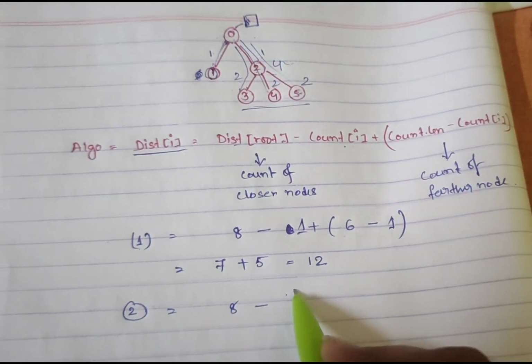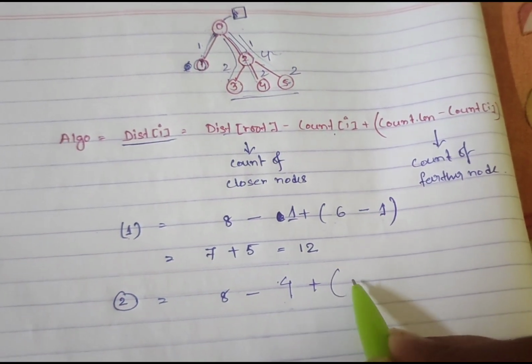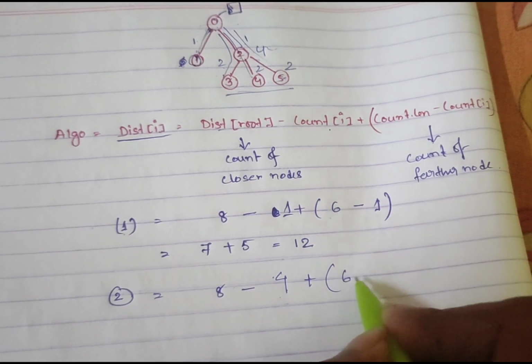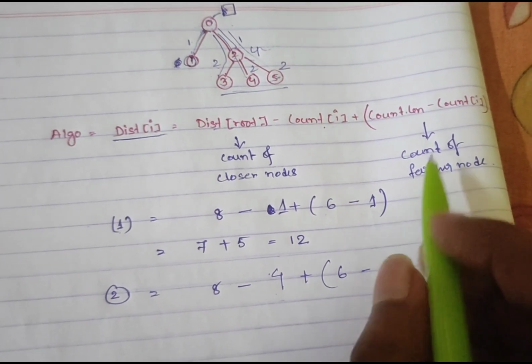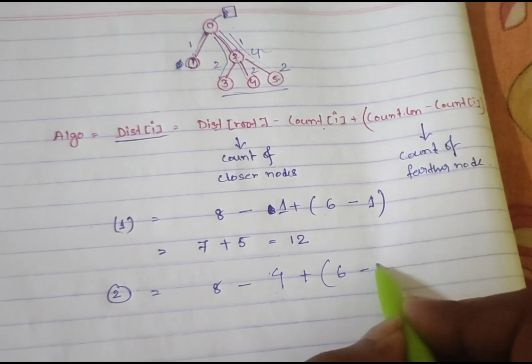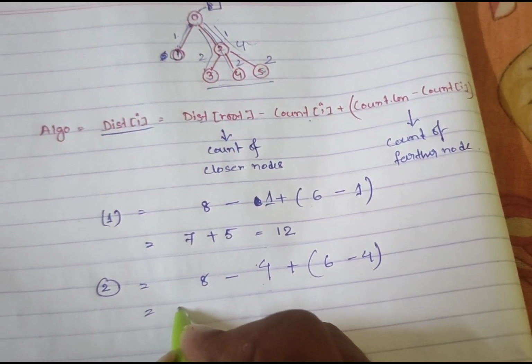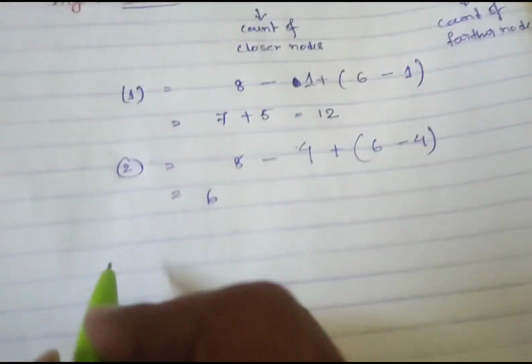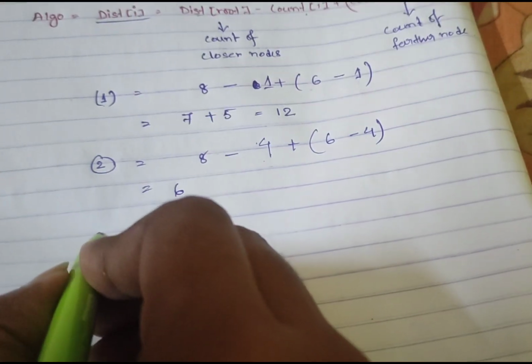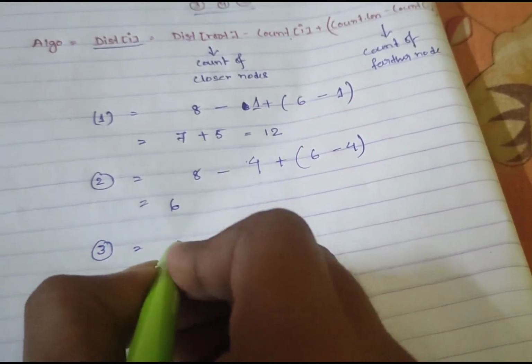Okay, so 8 minus 4 plus 6 minus same count of I is what? 4. So for 2 this is what? 6, correct. And then we are checking for 3.